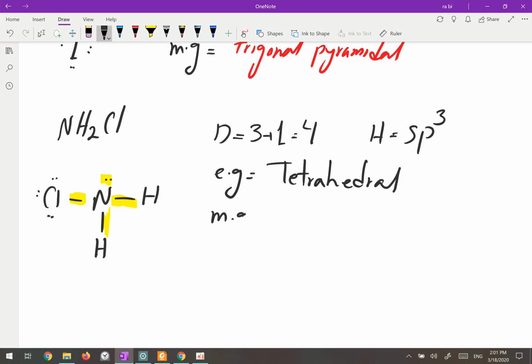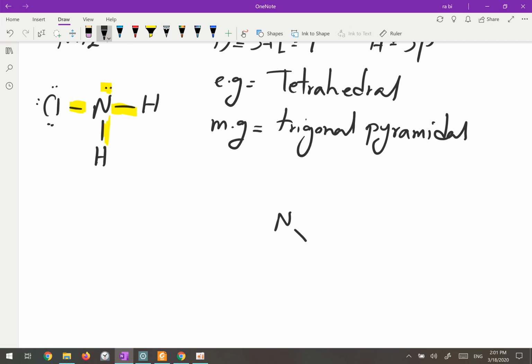But the molecular geometry is different. It's trigonal pyramidal. If you want to draw it, it becomes N, 1 bond with hydrogen, 1 bond coming out with the hydrogen, 1 bond going into the screen with the chlorine, and you have 1 domain here which is the lone pair. There is no difference when you put the chlorine and hydrogens because all of these 3 positions are exactly the same, and the bond angle decreases from 109.5 to 107.